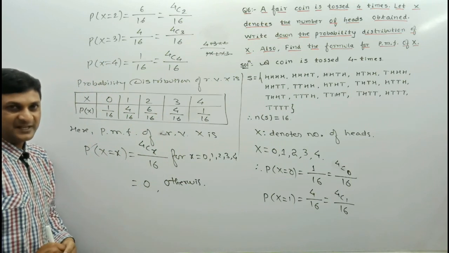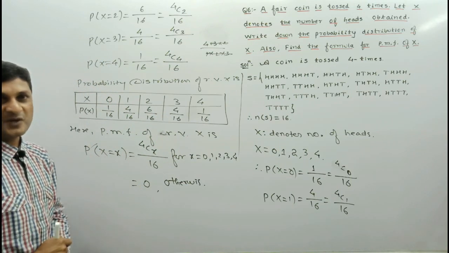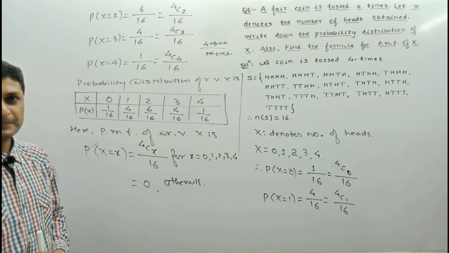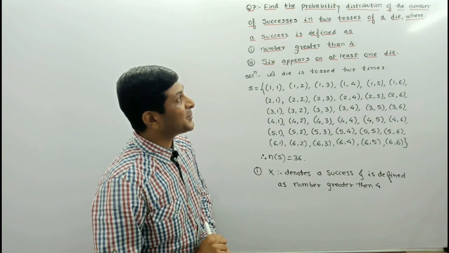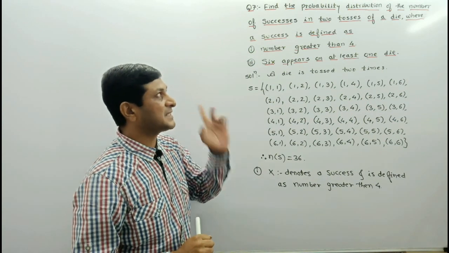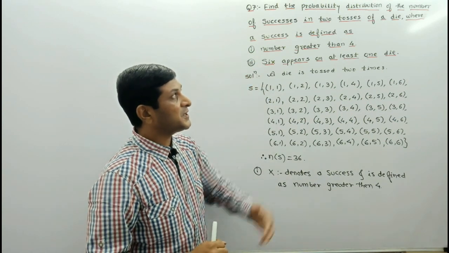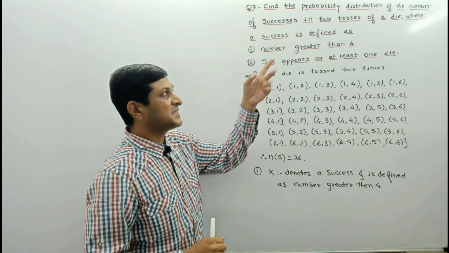Probability mass function. And this is nothing but the value which we have to find out in this example. Now see the question number 7. In this question, we have to find the probability distribution of number of success in 2 toss of a die, where a success is defined as.